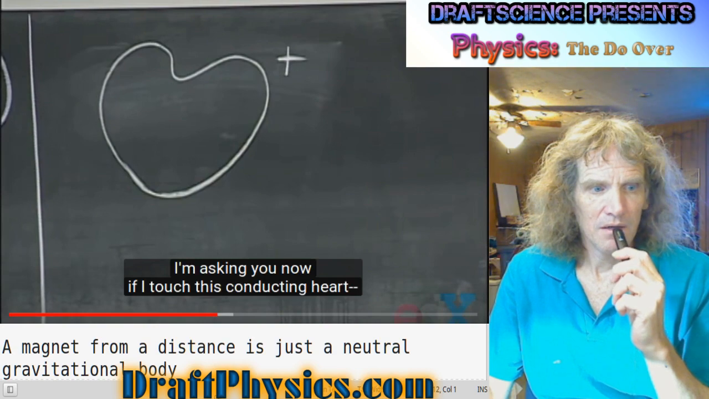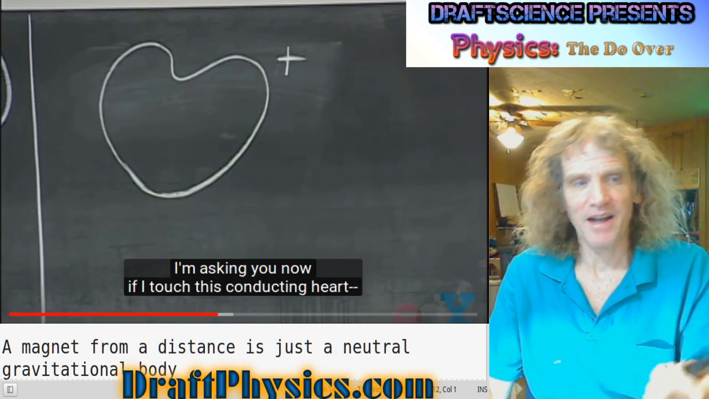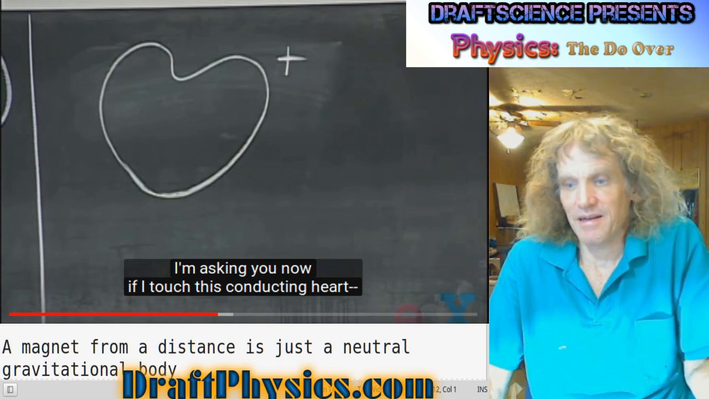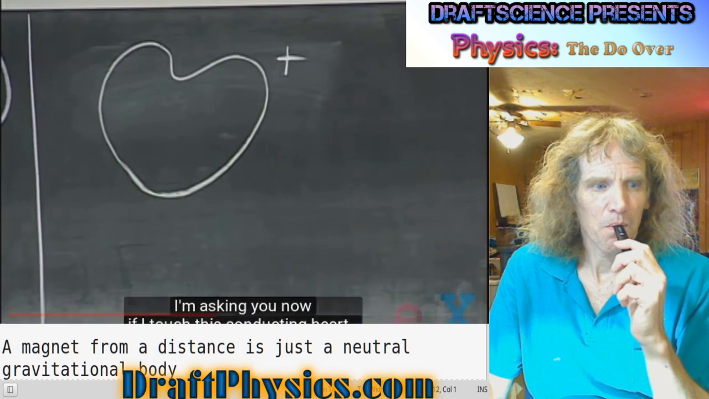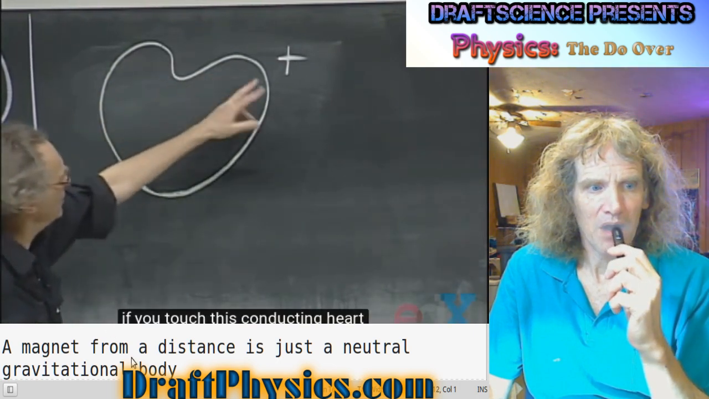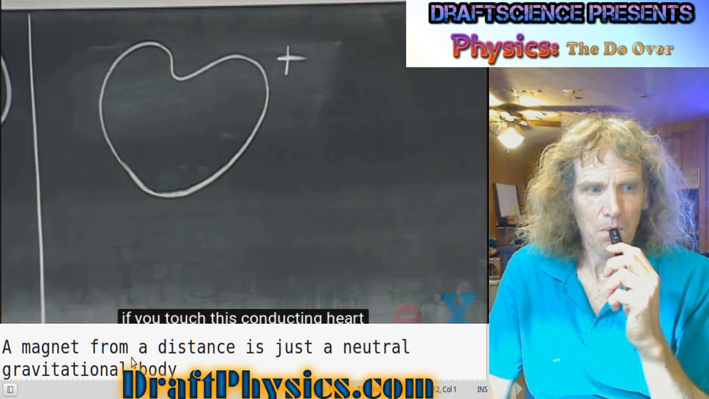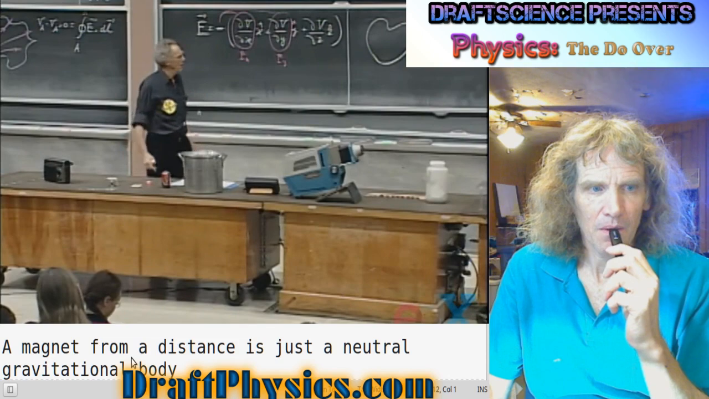I'm asking you now if I touch... See, that's the whole point. It really doesn't. If it's got a bunch of negative ions, it's short of electrons. It's saying, I wish I had more electrons. This conducting heart, by the way, your heart is a very good conductor. If you touch this conducting heart, where would this charge end up? Where would it go to?